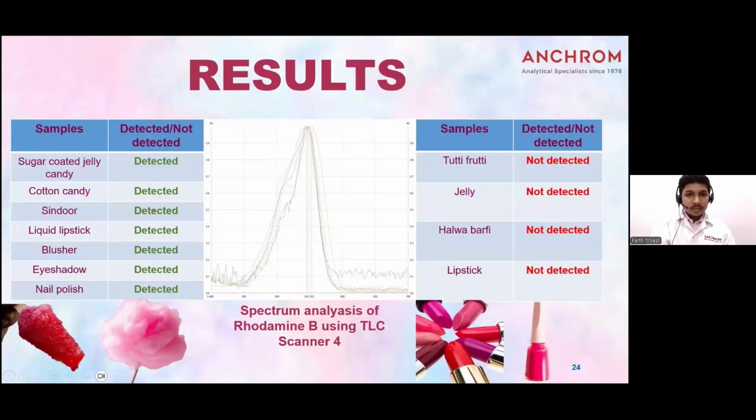Yes, and this is the spectrum analysis of rhodamine B to check. In this spectrum we have compared with the rhodamine B. There is one band of rhodamine B and another band of the detected rhodamine in all the food and cosmetics. So you can see the spectrum is completely matching. So that means it is rhodamine only. And in some of these food and cosmetic compounds we didn't find it: in tutti frutti, jelly, halwa barfi, and lipstick. There was no presence of it.